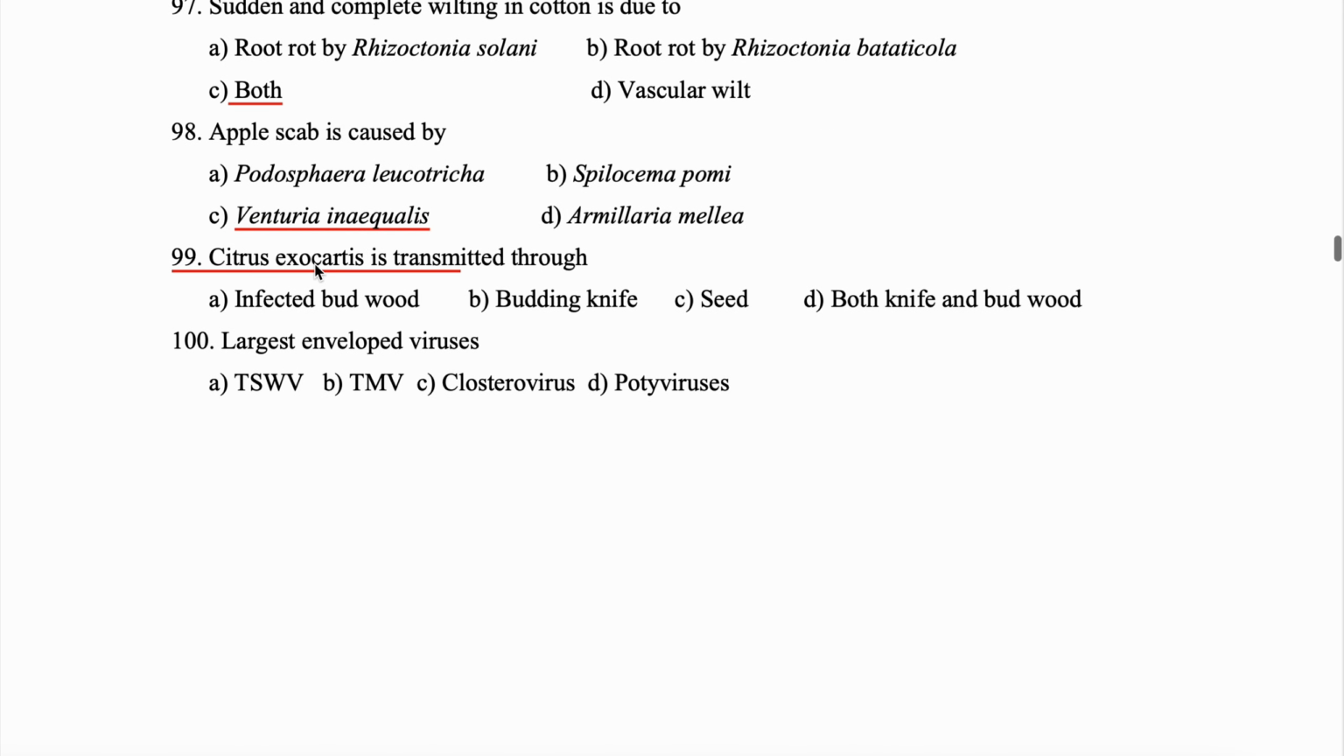Next, citrus exocortis is transmitted through both knife and budwood. Last but not the least, the largest enveloped virus is TSWV, that is tomato spotted wilt virus.